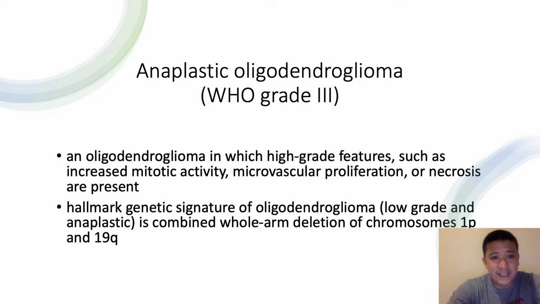A hallmark genetic signature of an oligodendroglioma is combined whole arm deletion of chromosome 1p and 19q. This was asked in our exam. But yeah, so that is a genetic signature of oligodendroglioma.